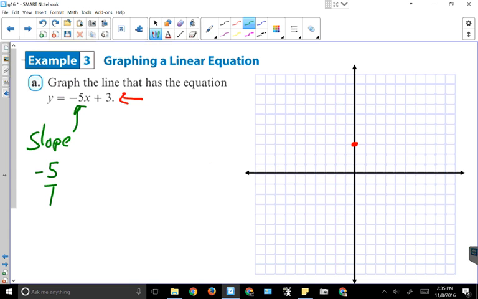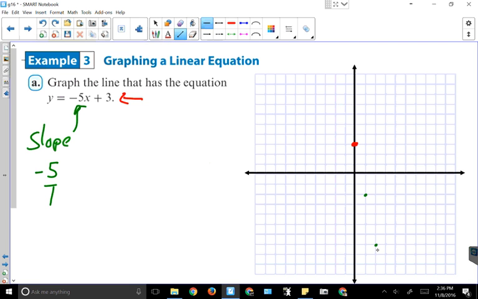And where would my next point go? Over 1 and down 5. Okay, so I usually go up or down first and then always to the right, but you are correct. 1, 2, 3, 4, 5 over 1. Okay, so I've got my line there.